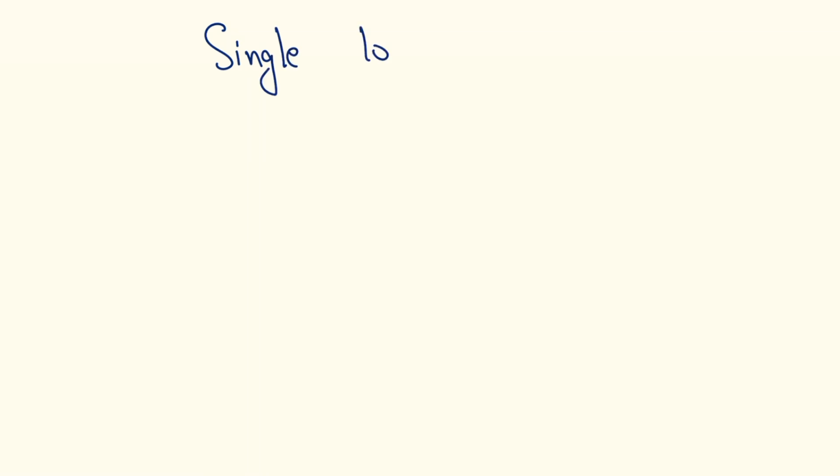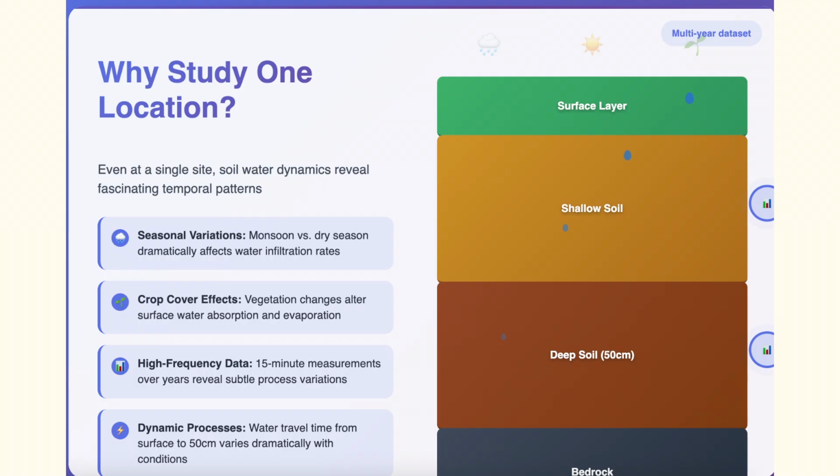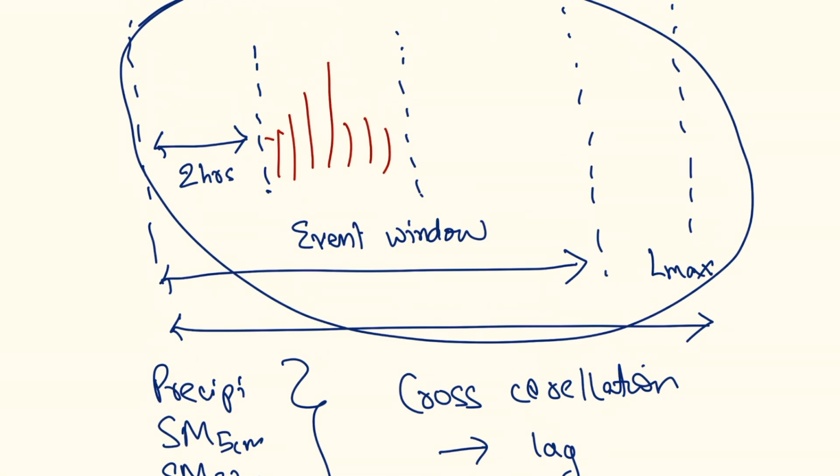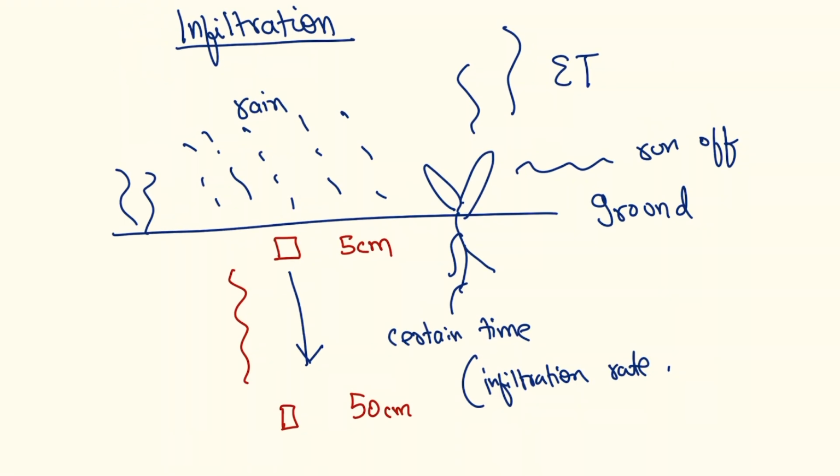You might ask, if the data set is from a single location, why is it important? Even if it is a single location, there are a lot of things that can change. For example, the seasons are changing, the crop cover, or even the year-to-year differences in rainfall due to climate change. All this can affect. And the idea is, can we see that from how quickly water moves through the soil?